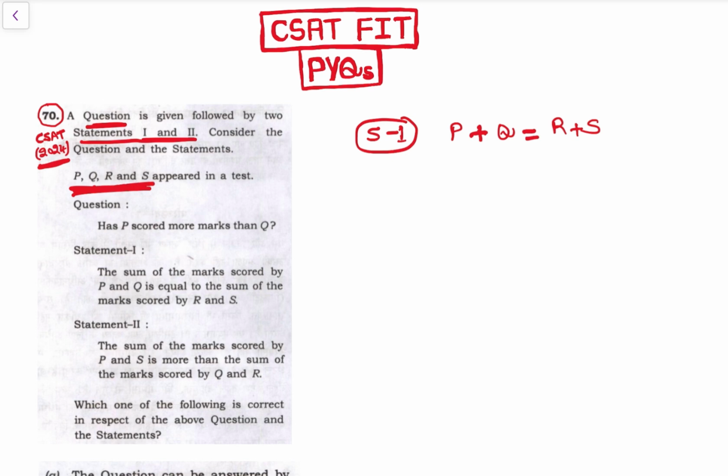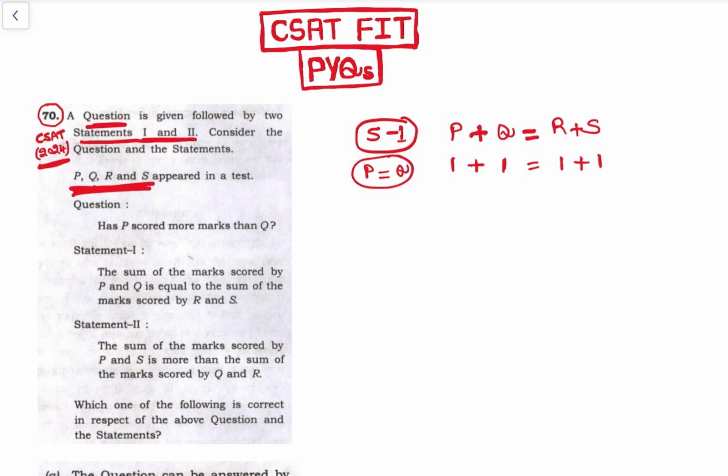So let's take P as 1. P scored 1 mark. Q also scored 1 mark. R also scored 1 mark. And S also scored 1 mark. Right. So here P plus Q is equal to R plus S. So here P is equal to Q. So that means P scored equal marks to Q.